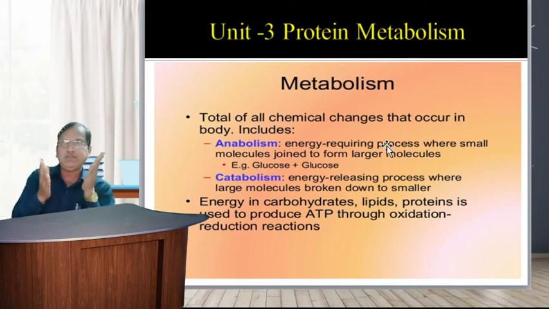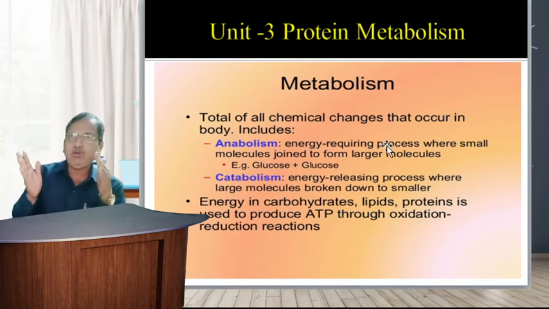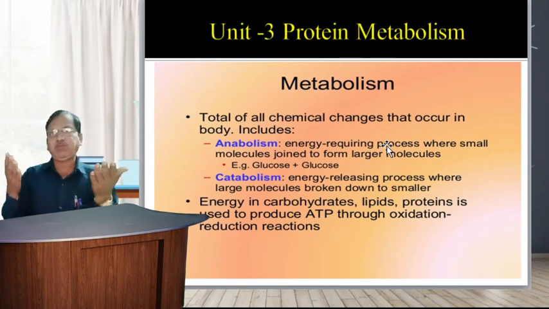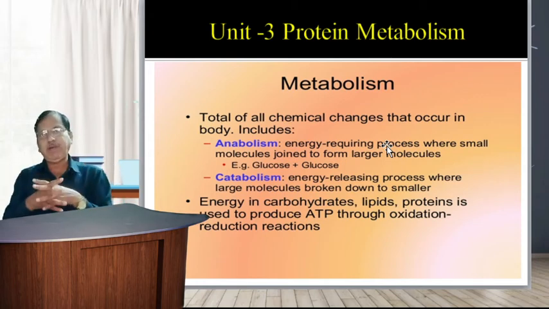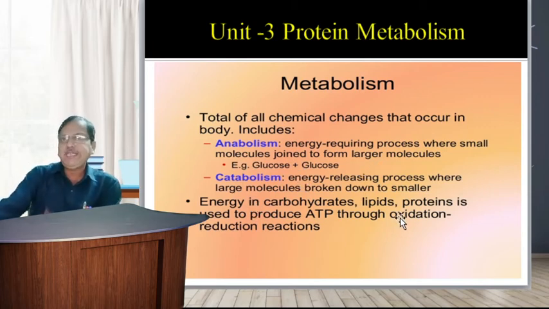What is metabolism? It is the total of all chemical changes that occur in the body, and includes anabolism and catabolism. Anabolism is an energy-requiring process where small molecules join to form large molecules, for example, glucose plus glucose. Catabolism is an energy-releasing process where large molecules are broken down.